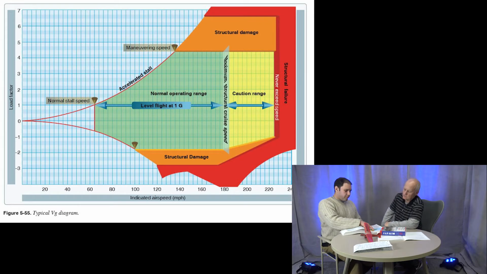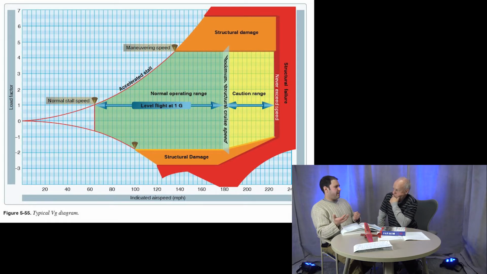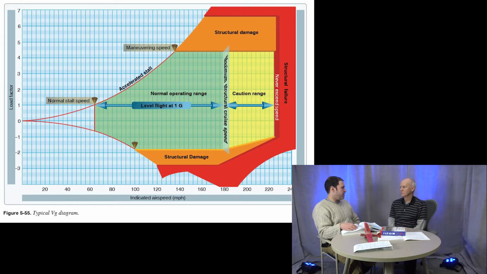So up here at this graph is where the accelerated stall line intersects the maximum G loading, right? Well, what exactly does that mean? I mean, we can talk about graphs all day, but what does this actually mean to us as pilots?